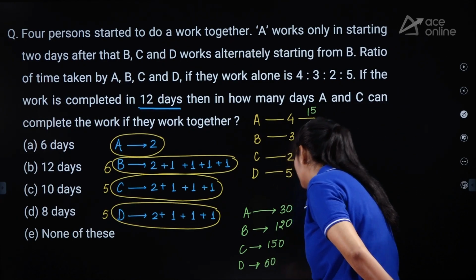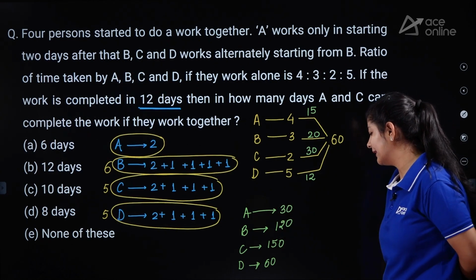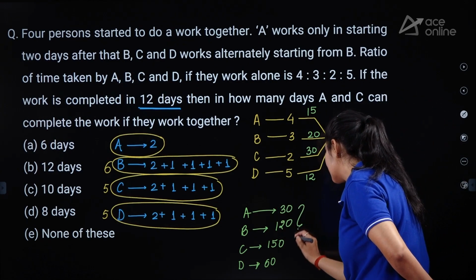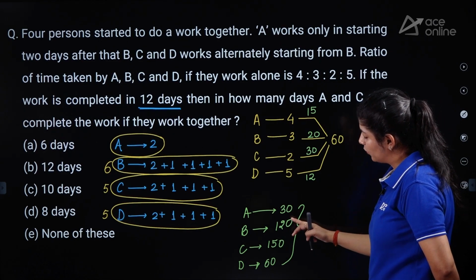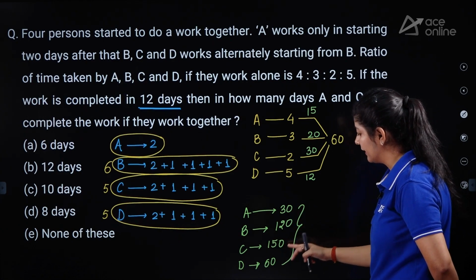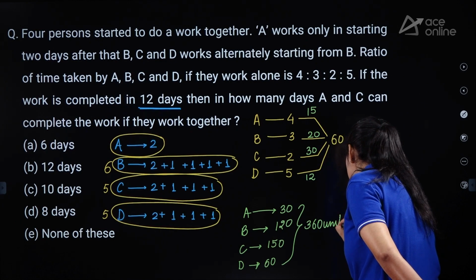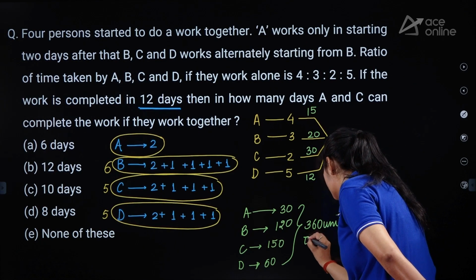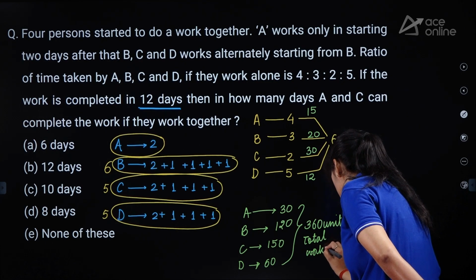So basically, these are the units of work that A, B, C and D did combined. So the sum of this: here we have 270, 270 plus 90, that means 360. So 360 units is your total work done.